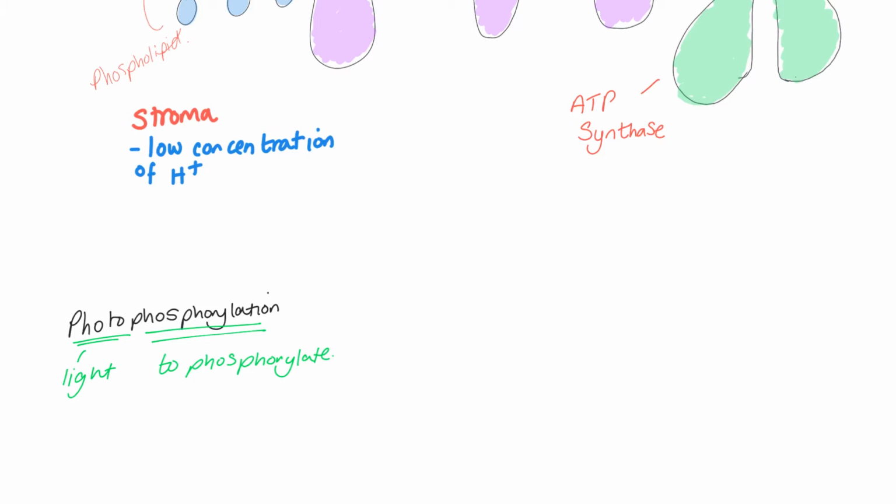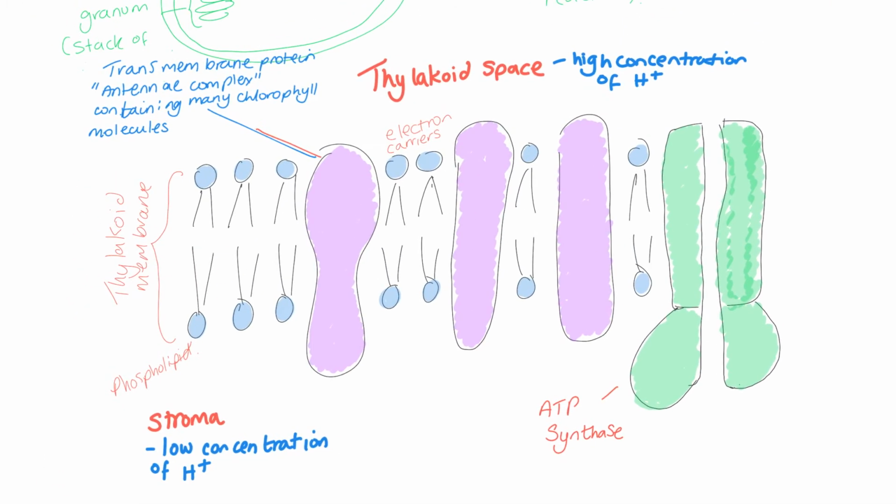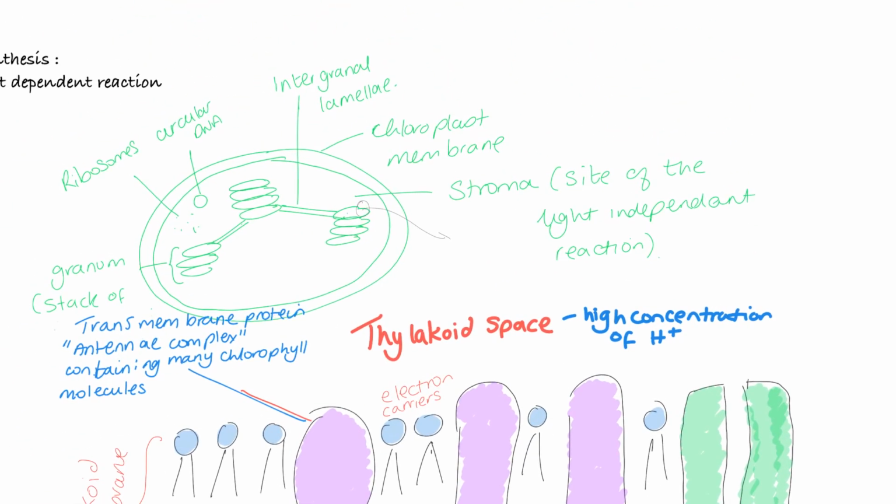So let's take a look at our electron transport chain that we have here in the thylakoid membrane. Take note of where the thylakoid space is, so the space in between the two thylakoid membranes. So we can see that if for a minute we were just to look back at our chloroplast and have a think about where we are. So here is our thylakoid space.